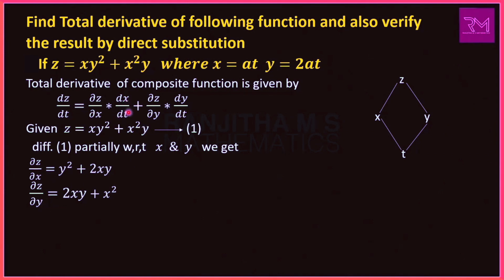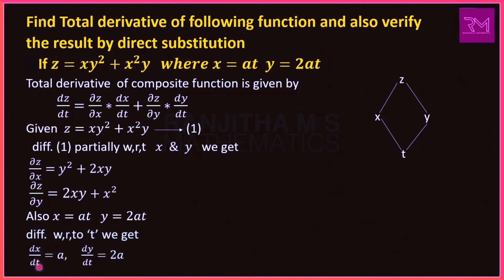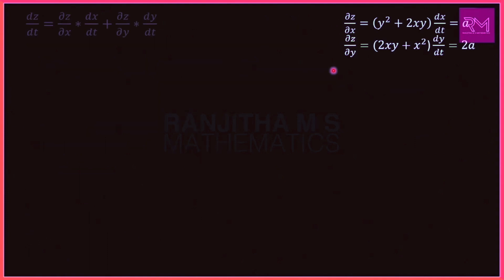Again we have to find dx by dt and dy by dt. For that, take the values x is equal to at and y is equal to 2at, as given in the problem. To obtain dx by dt and dy by dt, we differentiate these two functions with respect to t. dx by dt is a, constant, into differentiation of t with respect to t, which is 1. Similarly, dy by dt is 2a, constant, into differentiation of t with respect to t, which is 1. Hence we get dx by dt as a and dy by dt as 2a. After obtaining all these values, we substitute them in the formula.